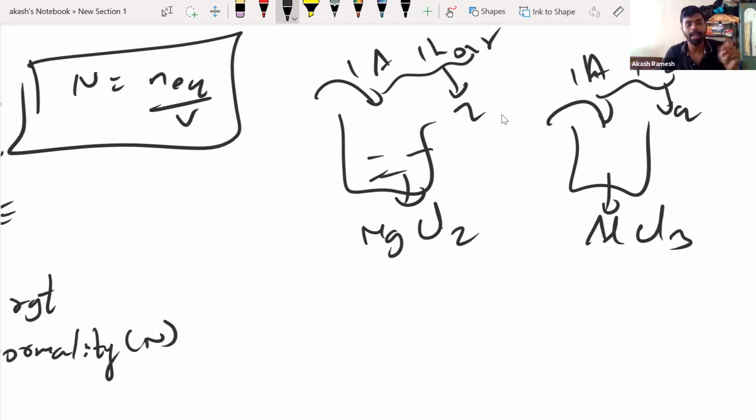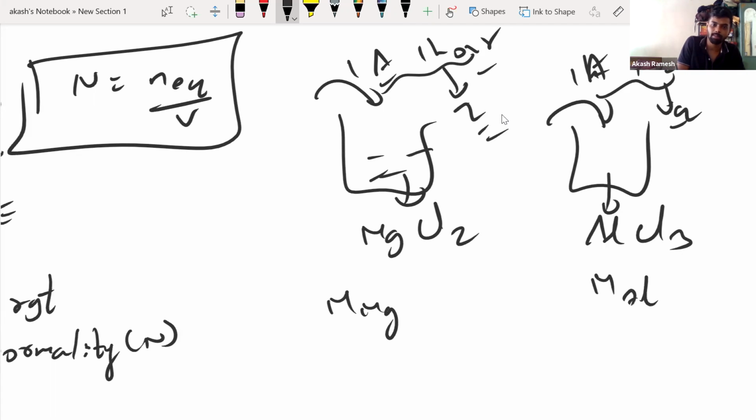When I say same quantity of electricity, that means I'm talking about the same charge being passed into the electrolytes. So I have 1 ampere current for 1 hour in each, the same value of electricity. They're asking what is the mass of Mg deposited and what is the mass of aluminium deposited. Whichever it be, higher or lesser, it is directly proportional to the equivalent mass of Mg and of aluminium.